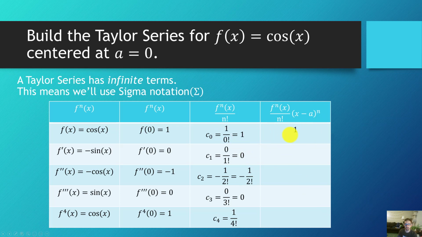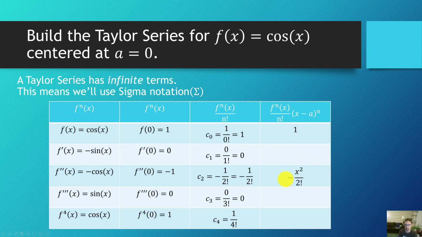Here, the constant term is 1, skipping over the 0 term. Then we'll have a minus x squared over 2 factorial, skipping the next 0 term, and then plus x to the 4th over 4 factorial. If we put this together, we will get the 4th degree Taylor polynomial for cosine is 1 minus x squared over 2 factorial plus x to the 4th over 4 factorial.